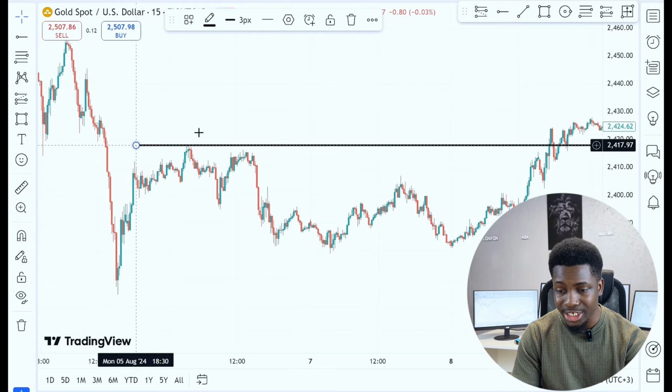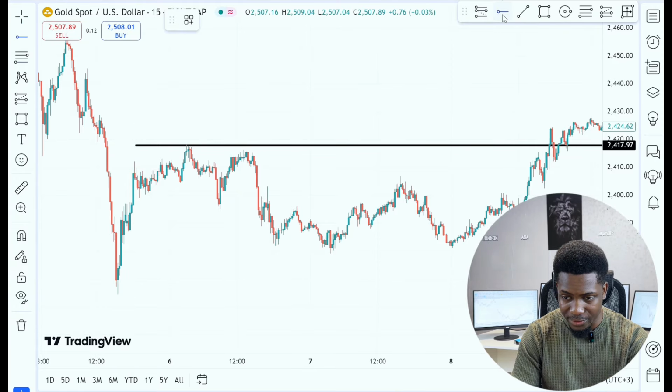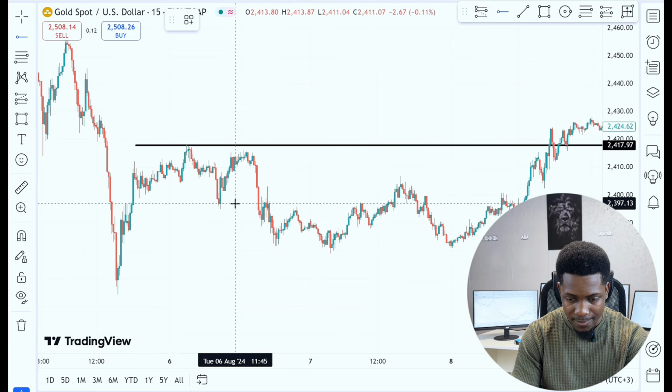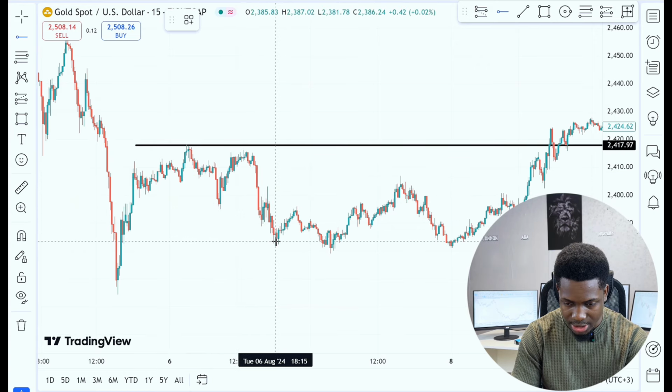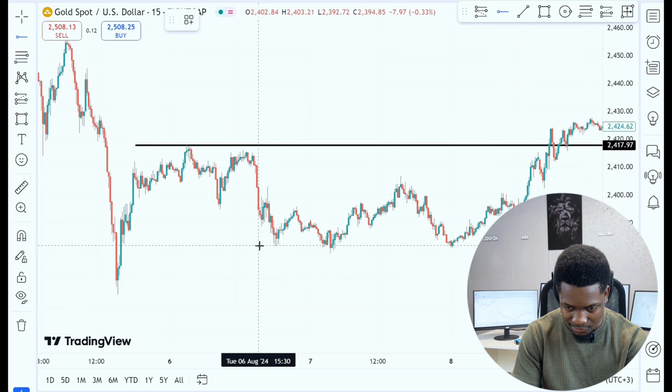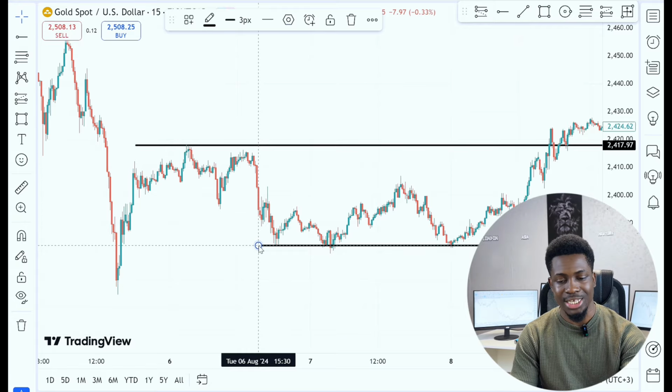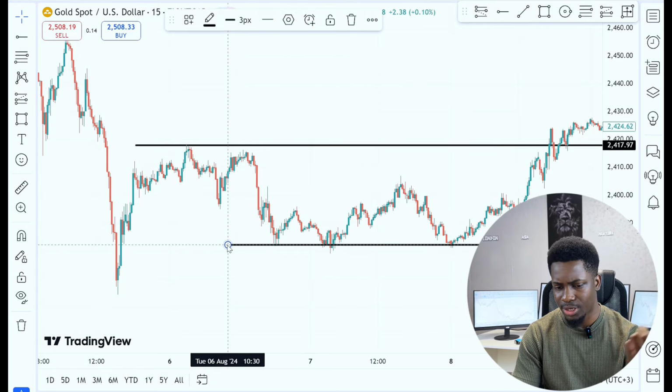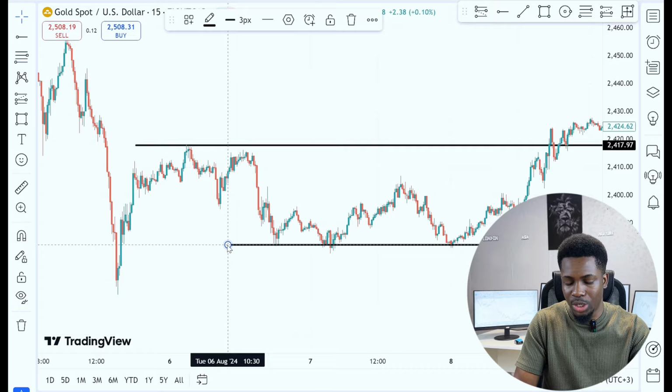After that, I need to look for the previous low within the 6th of August. So this is the 6th of August. This is no longer the 6th, so this is the low of the 6th of August. I just place it there, and boom. I can decide to extend this if I want. Let me just leave it like this. You can decide to extend this, really no difference.